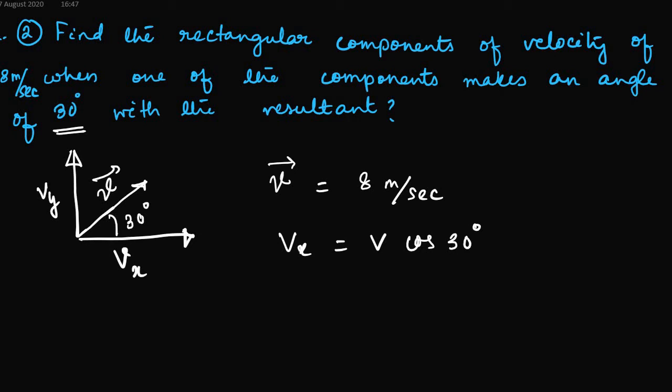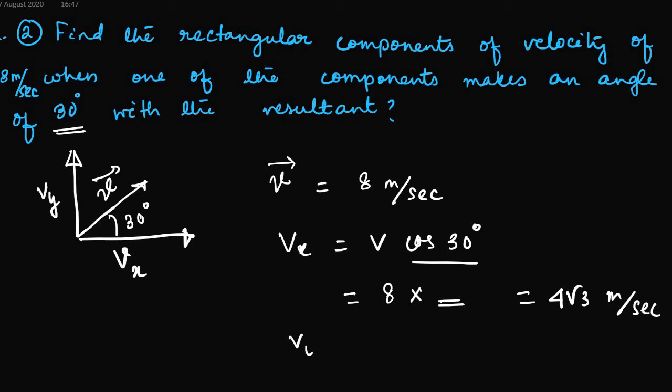Because whenever we divide the vector into two rectangular components, Vx and Vy, always Vx takes the cos part, where the angle is 30 and V is the magnitude. That's why I am writing 8 into, what is the value of cos 30? It would be 4 root 3 meter per second. You have to emphasize that this is the magnitude and the unit is attached to it.